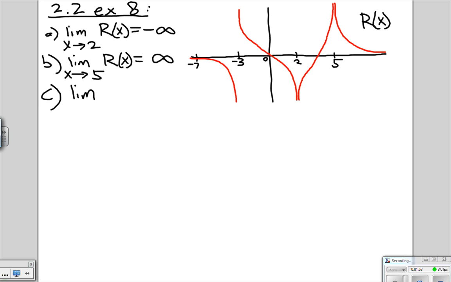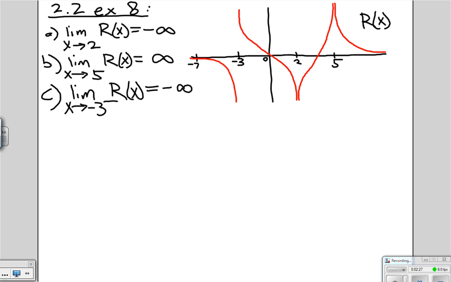Okay, part C. Now we're looking at the limit as x goes to negative 3 from the left. Here's x equals negative 3, and in this case we only care about coming from the left. So from the left, we see the red curve goes down towards negative infinity, and that's the only part of the curve we care about. And so we write that down as negative infinity, like that.